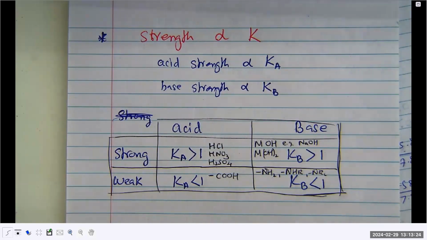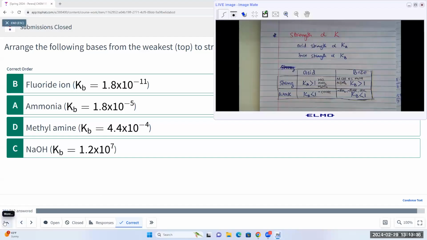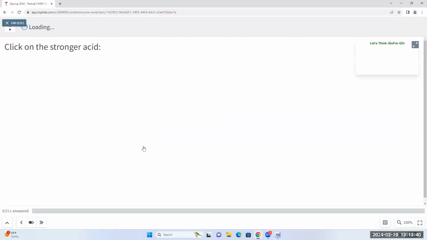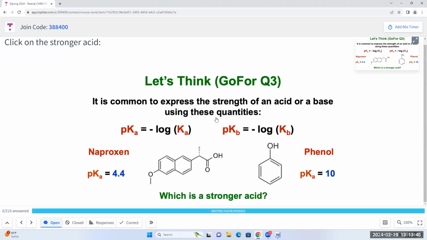Okay. Now, with that, let's make sure that we know how to read or deal with pKa and stuff like that. I'm going to use this for that. Here we go. Here are two compounds, naproxen and phenol. I want you to tell me which one is stronger as an acid.